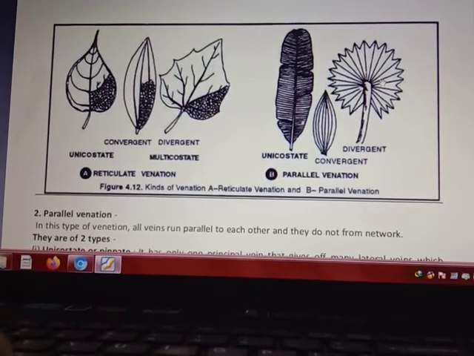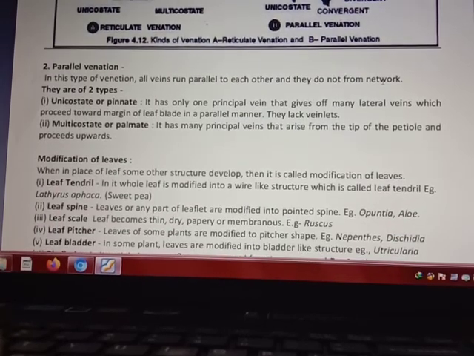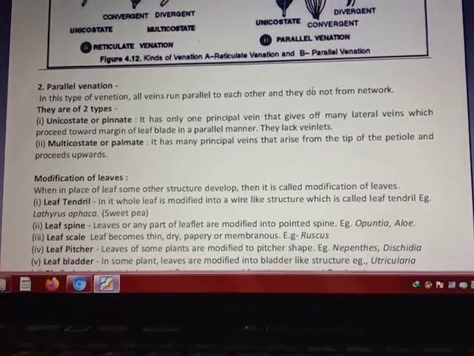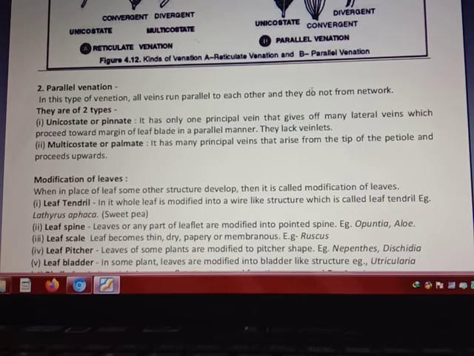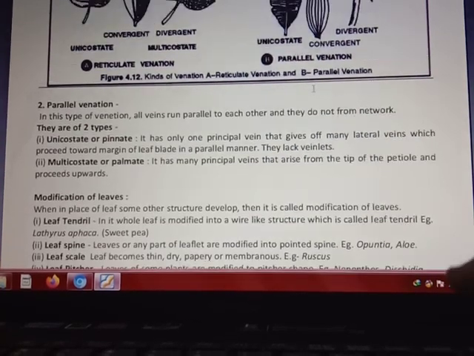So that was all about venation, and its examples. In the case of unicostate, these are not written here, just wait for a second. Yes, in unicostate venation the examples are banana and canna, and in multicostate, fan palm. This is the structure of a fan palm.